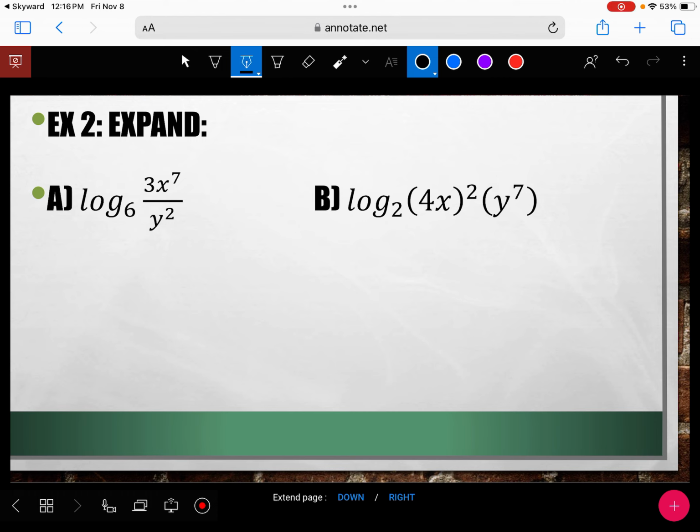So first thing first for A, because it's a fraction, I'm going to expand it with subtraction. So I have log base 6 of the numerator minus log base 6 of y squared. That's my first step.